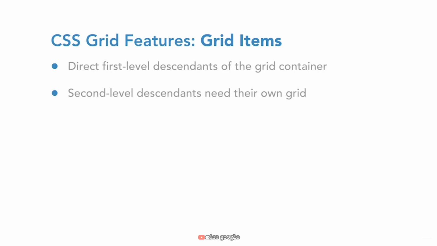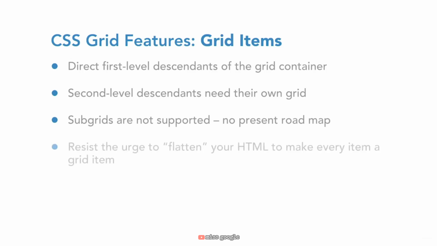That means if you have descendants of descendants you want to place on the grid, you have to first create a new nested grid. In the original grid specification, there was something called subgrids that allowed an element to inherit the grid layout from its parents, but that has not been implemented in any browsers. As a result, you may feel compelled to flatten your HTML to make every item a direct descendant of the grid container. This is not a good idea.